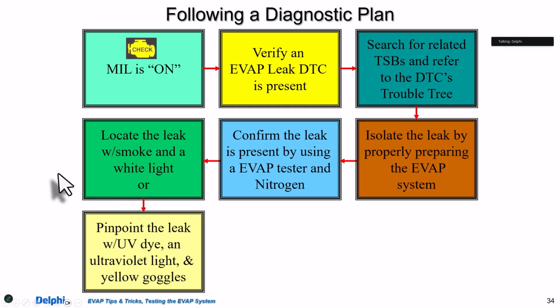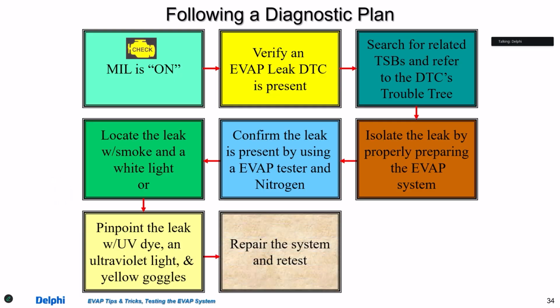Pinpoint it using a UV dye in the concentration that's in your machine. An ultraviolet light is very helpful, and some of them sell yellow goggles to go with it because it helps you to see the ultraviolet light better. So do you need it? Not always. Again, we'll talk about that. Make sure you repair it and retest the system.